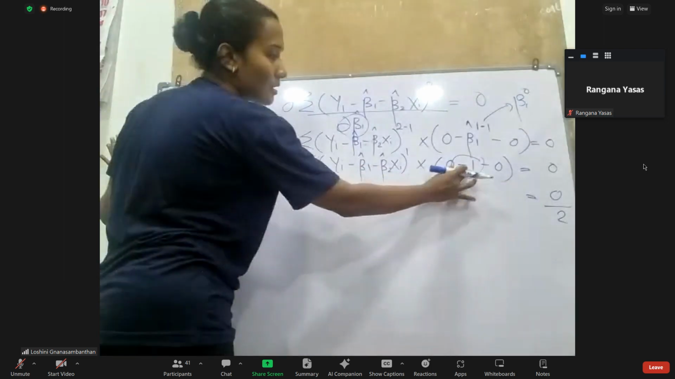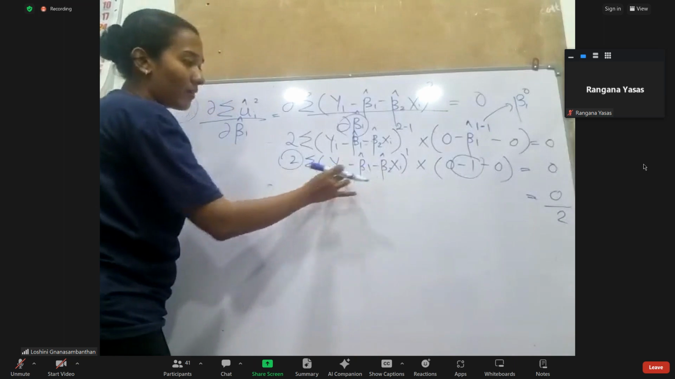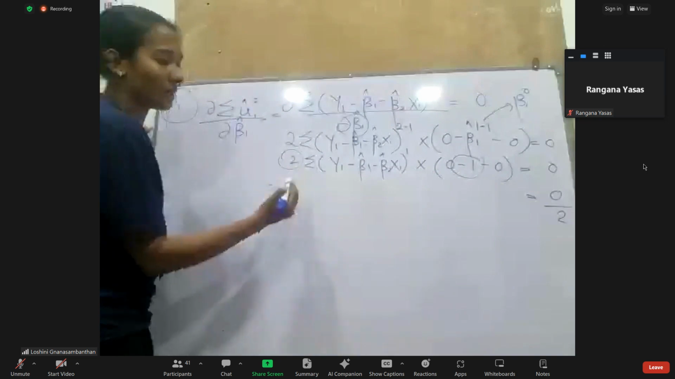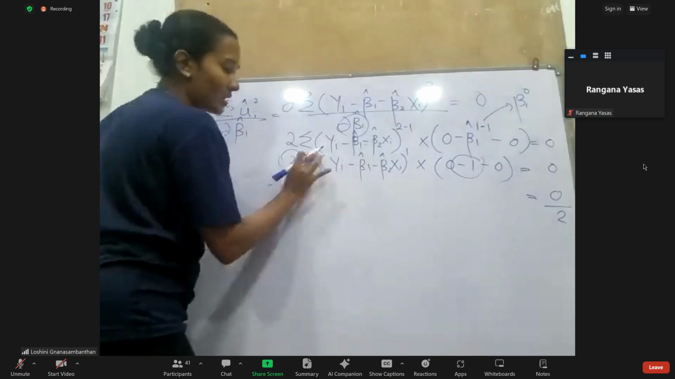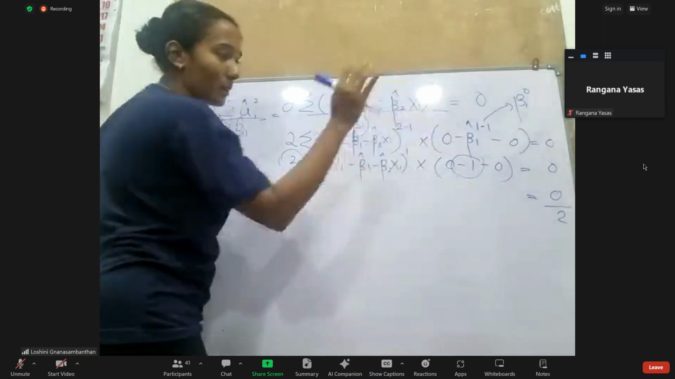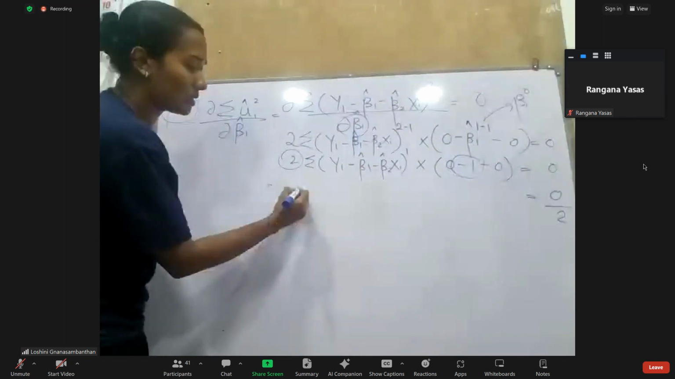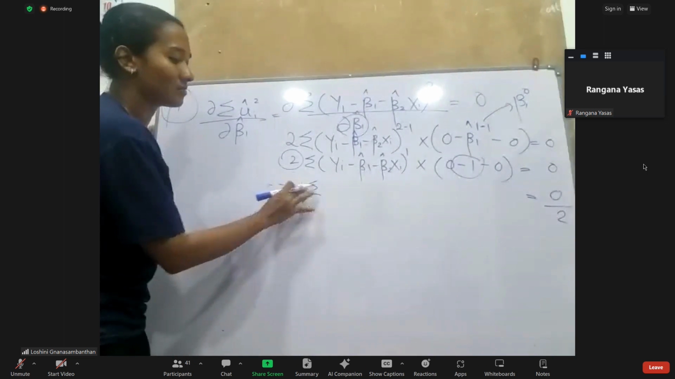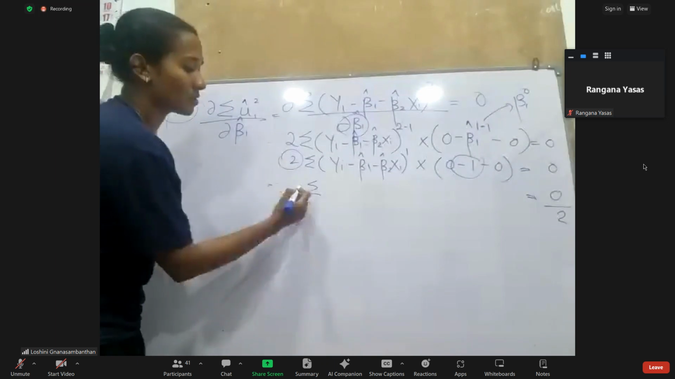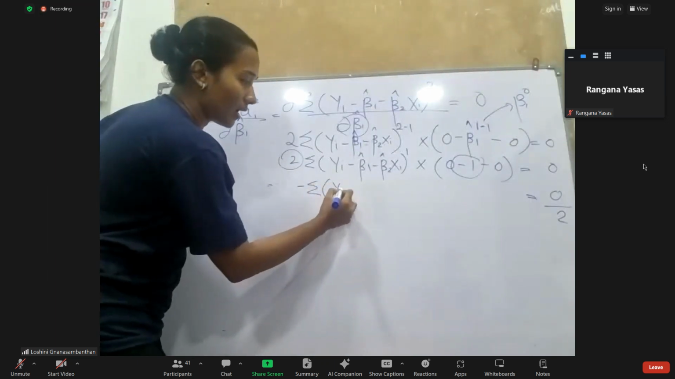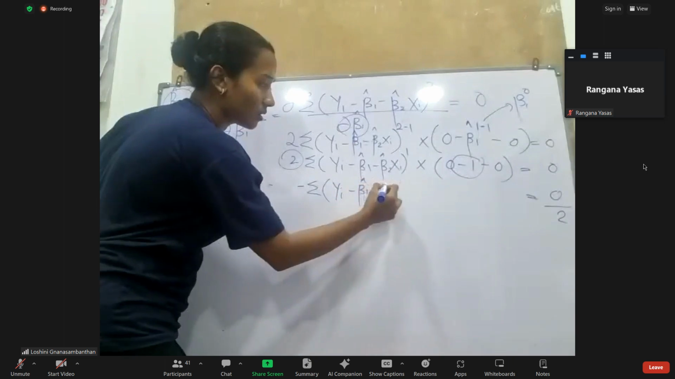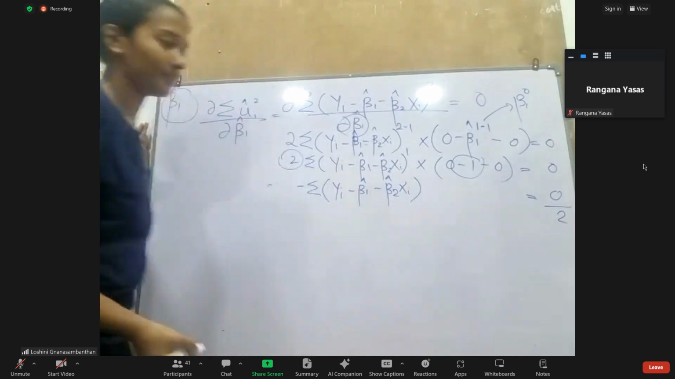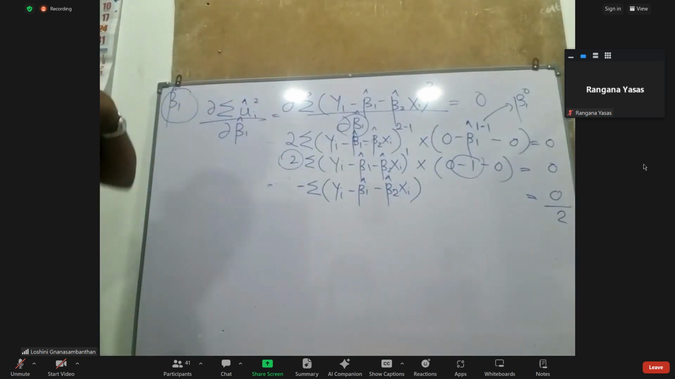Rather than multiply this 1 by 1 for clarity, we can take this minus to this side. So if this whole sigma is multiplied by minus 1, of course this will become minus. You don't want to put minus 1, no? You know it. So minus sigma yi minus beta 1 hat minus beta 2 hat xi. Okay, now it becomes like this.